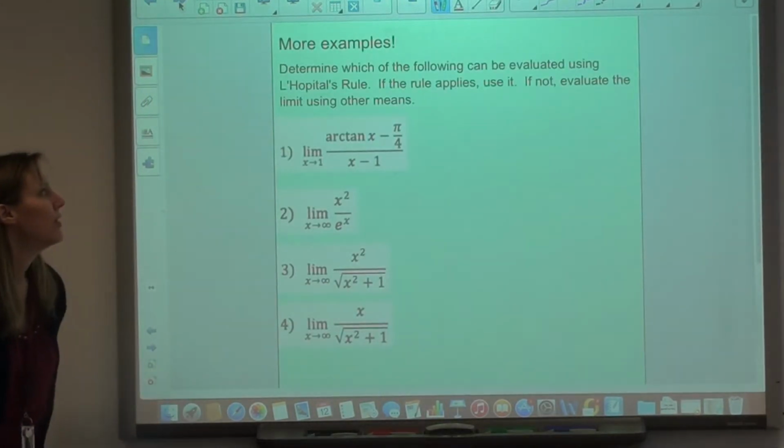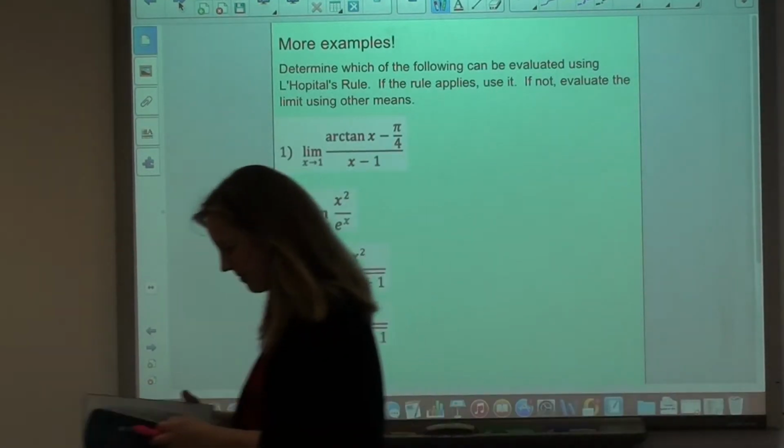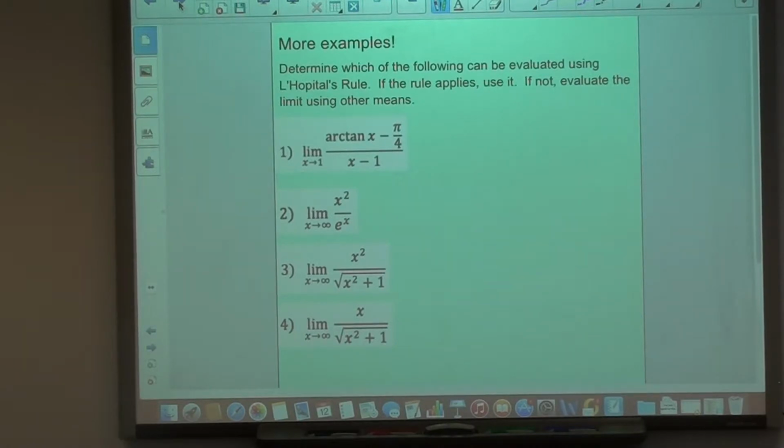Okay, so I want you guys to take a minute. There's 4 more to practice with. See if you can figure out which of these you can use L'Hopital with, and try it. Probably, yeah. Anyone else agree with Arcane? One over square. It's x squared. That's the question. Can you use that?